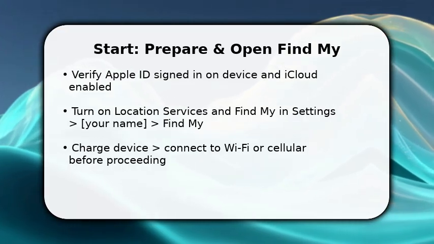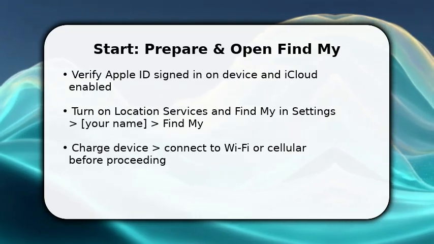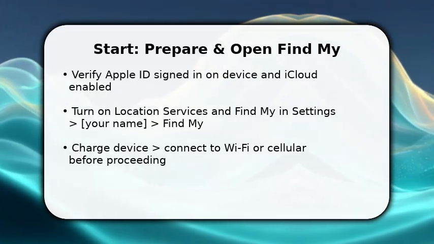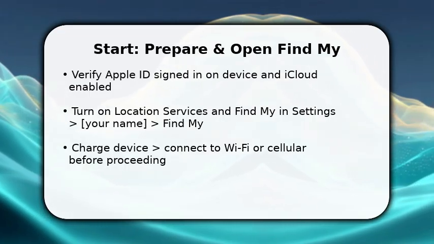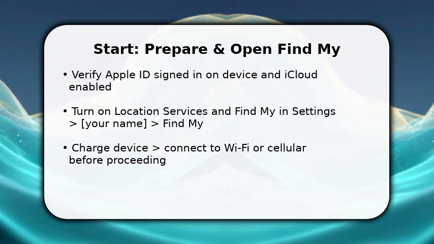Once done, open the Find My app and choose devices or people depending on what you need. Make sure to connect to Wi-Fi or cellular and keep the device charged so background updates occur. These first steps unlock all tracking features and ensure accuracy when you move into locating or sharing.